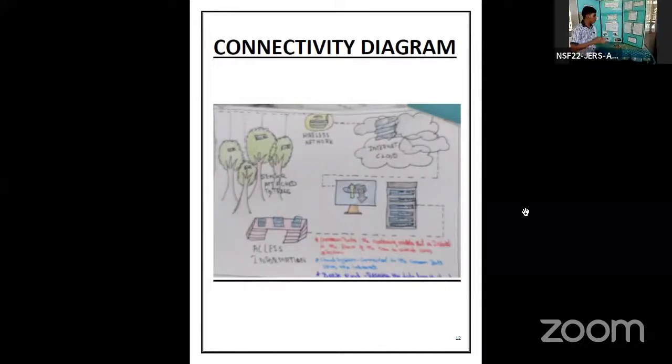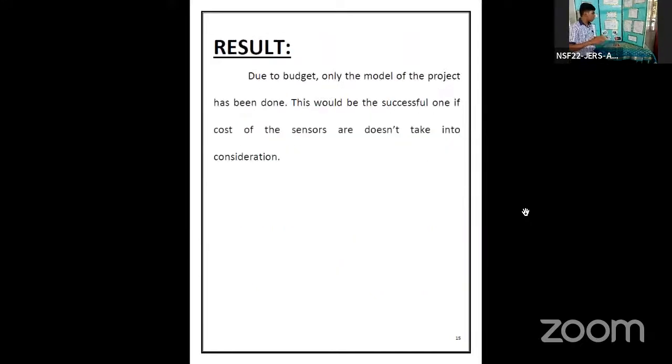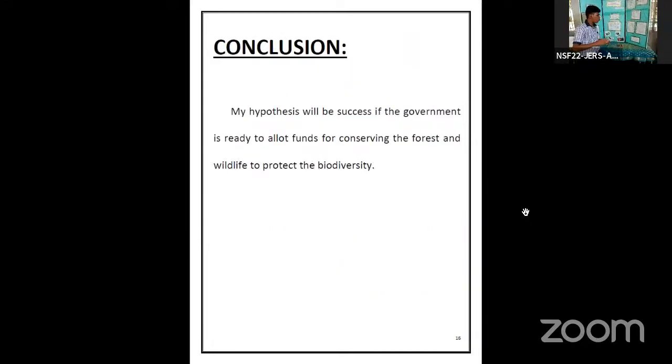The conclusion of my project is, my hypothesis will be successful if the government is ready to allot funds for conserving the forest and wildlife to protect the biodiversity.